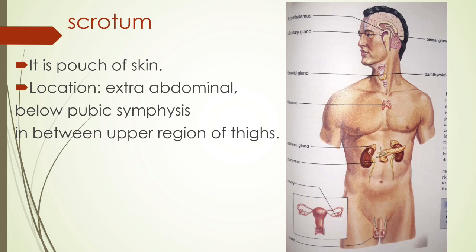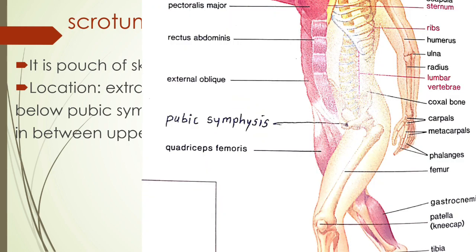So the pubic symphysis is a cartilaginous joint which connects the rami of the coxal bones to each other, which are found in the pelvic cavity. So in the figure you can see the two coxal bones are connected to each other, or their rami are connected to each other by a fibrous joint, and that joint is called the pubic symphysis. And you can see in the figure, below the pubic symphysis, the scrotum is present.